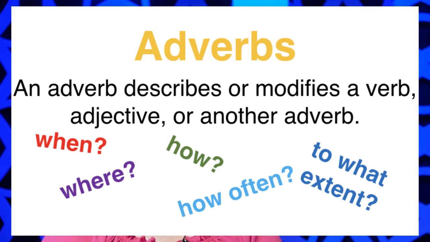Let's read the screen together. An adverb describes or modifies a verb, adjective, or another adverb. They answer the questions when, where, how often, or to what extent. One more time, read it with me. An adverb describes or modifies a verb, adjective, or another adverb. They answer these questions: when, where, how often, or to what extent.